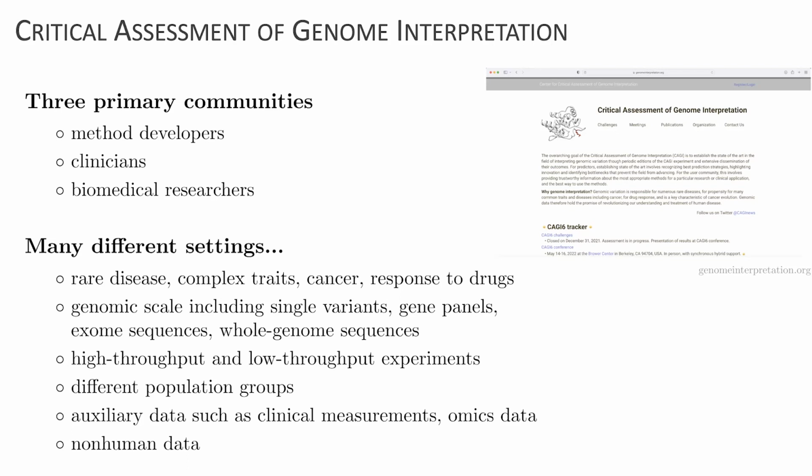Again, high throughput and low throughput experiments with their strengths and weaknesses. KG challenges have addressed different population groups. We had a cohort from Germany and Italy with different patients. We also had a cohort of African Americans. And so we try to provide benefits for all groups.